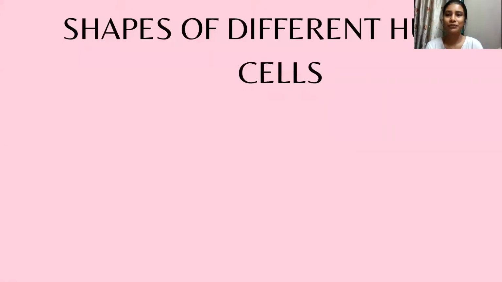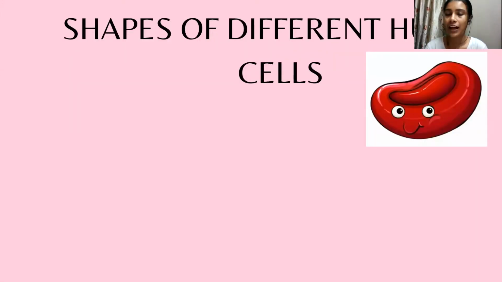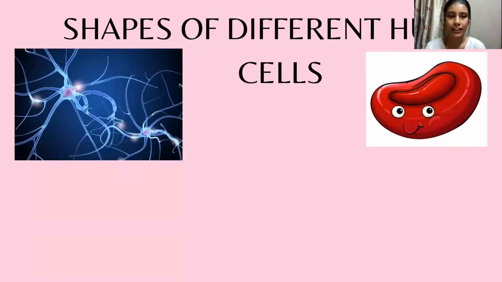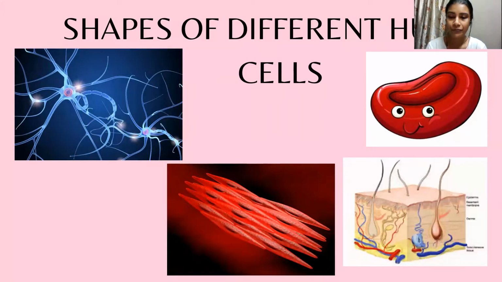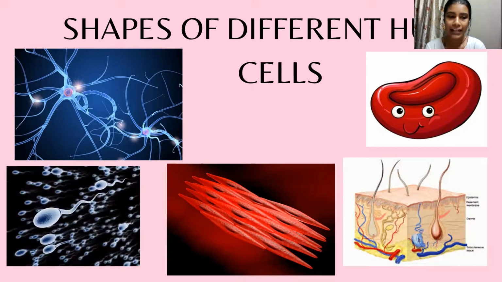Now coming to the shapes of different human cells. First is the RBC, which is spherical in nature. Neurons, which are the longest cells of our body, are very elongated. Muscle cells are spindle-shaped. Skin cells are columnar. And the only motile cells of the body are sperms.